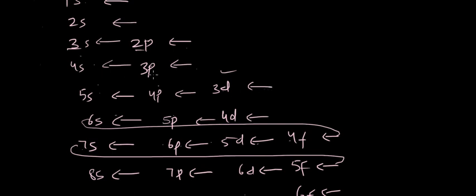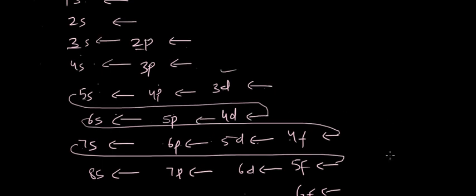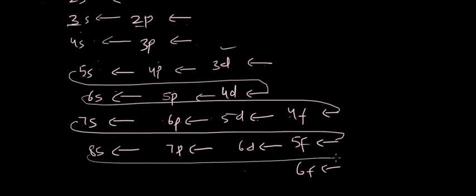Similarly, you can have the arrows mentioned here. After 5s it would be entering 4d. Similarly, after 8s it would be entering 6f, then 7d, then it would be entering 8p, and then it would be entering 9s.